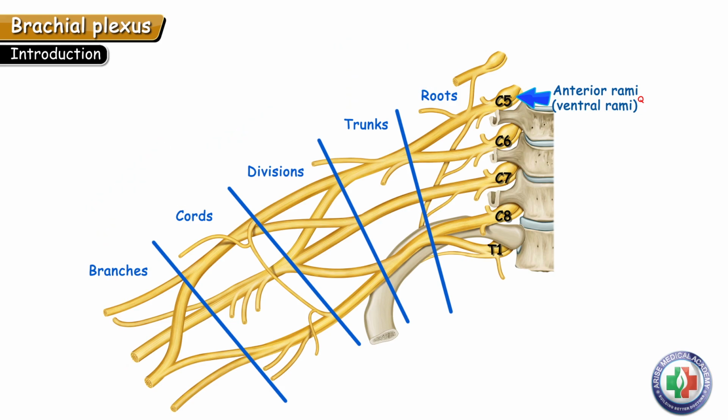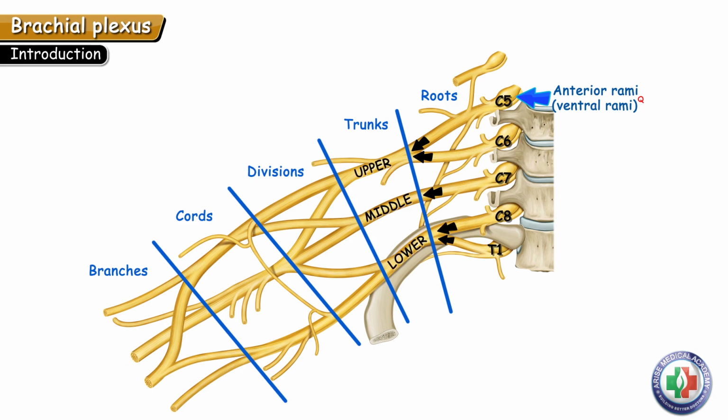Now let's try to understand the formation of the brachial plexus. So brachial plexus is formed from the anterior rami or the ventral rami of spinal nerves C5, C6, C7, C8 and T1. These roots unite and form the trunks of brachial plexus. The C5 and C6 roots unite and form the upper trunk of brachial plexus. The C7 continues as the middle trunk. C8 and T1 form the lower trunk of brachial plexus.